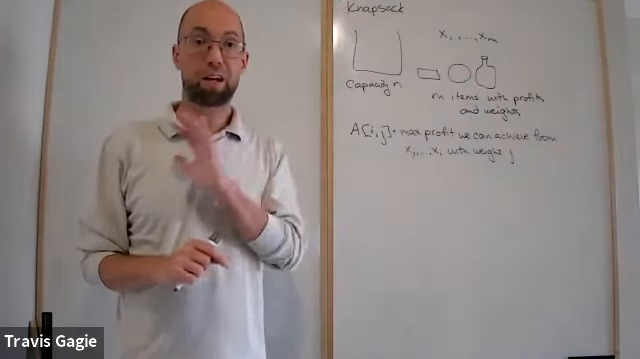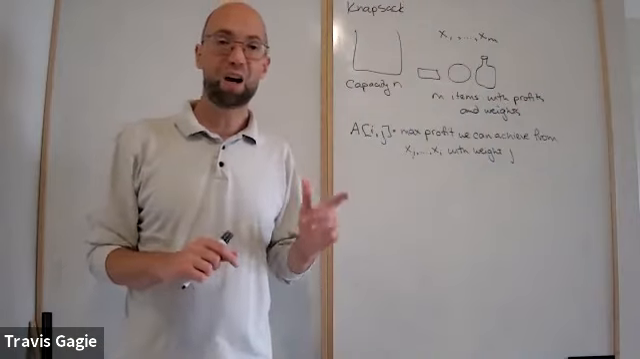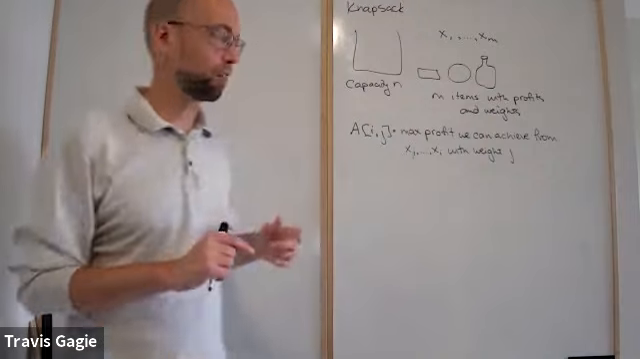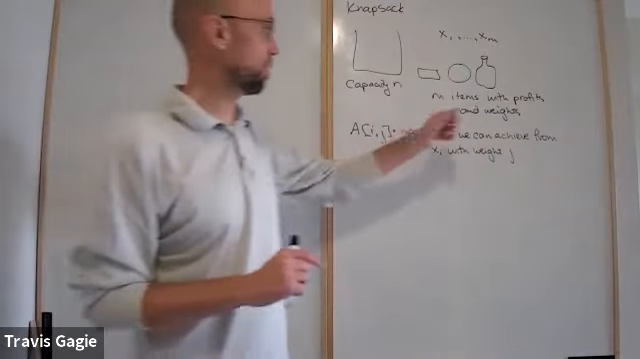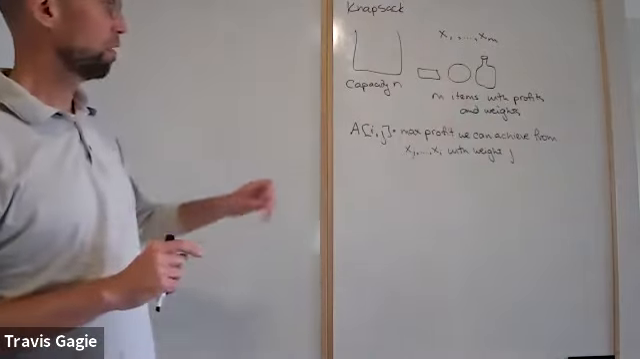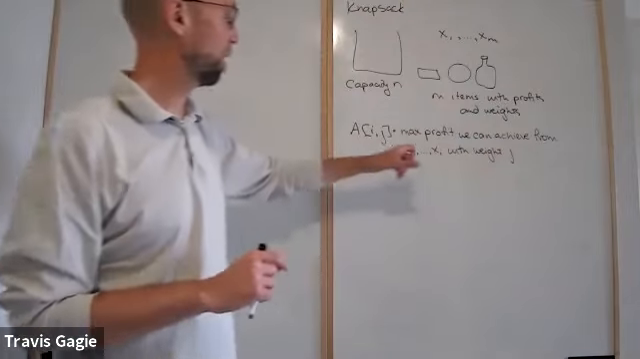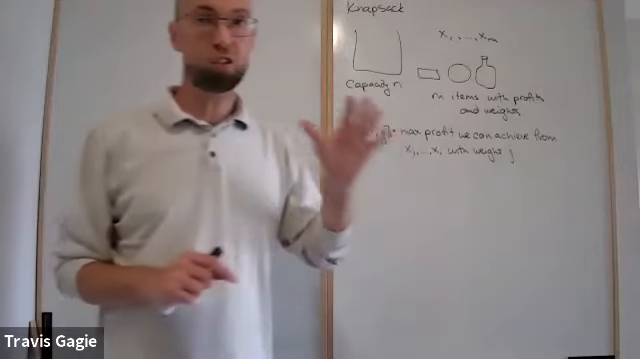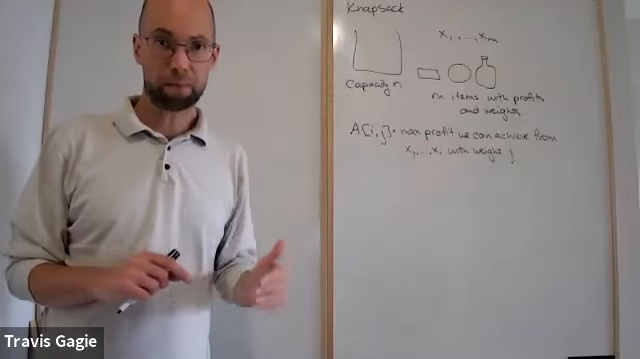I do know this, but switching from problem to problem, I have to try to remember exactly how this goes. Okay, so I think it's the maximum profit we can achieve from x1 to xi with weight j, exactly j.